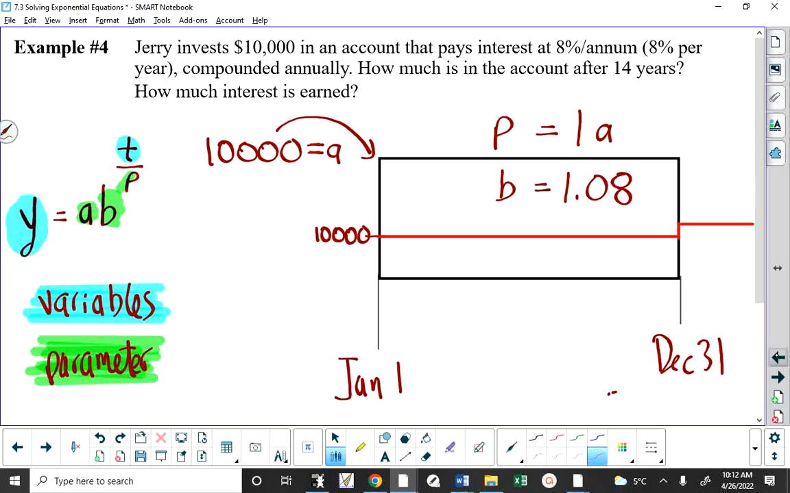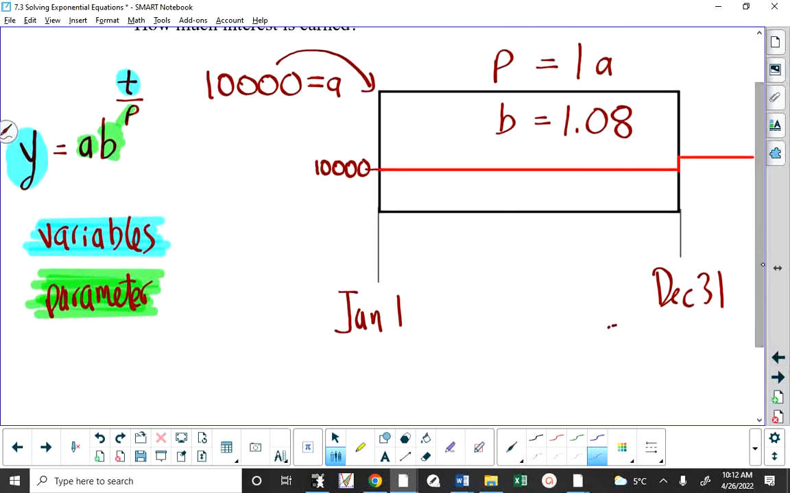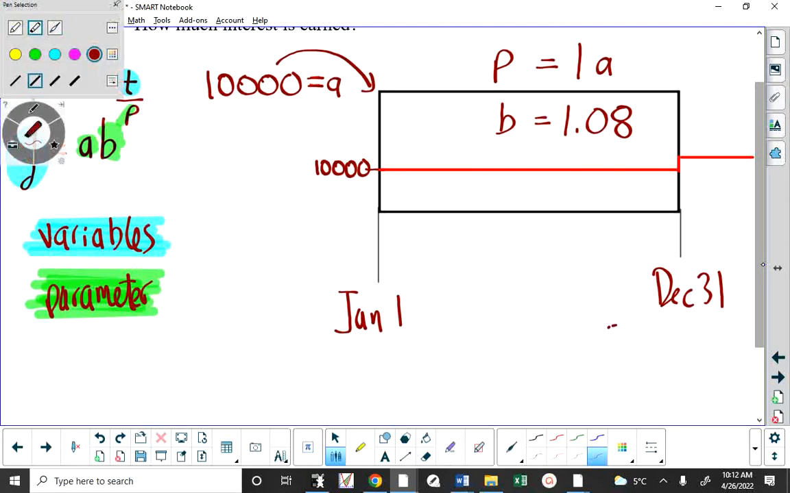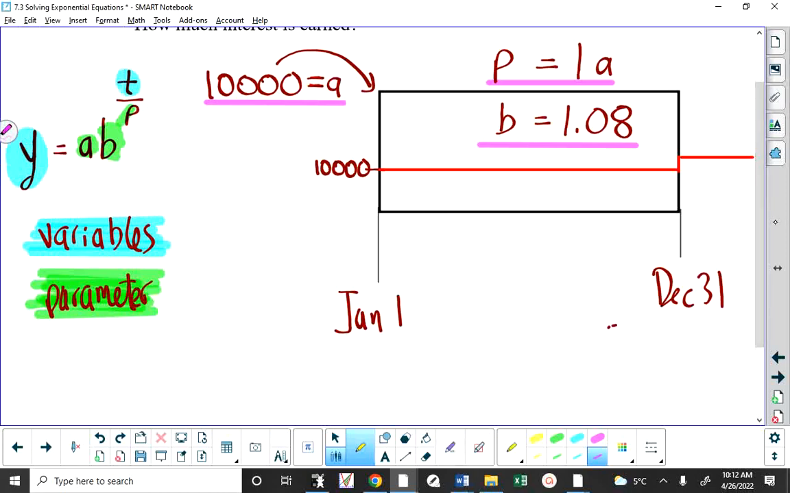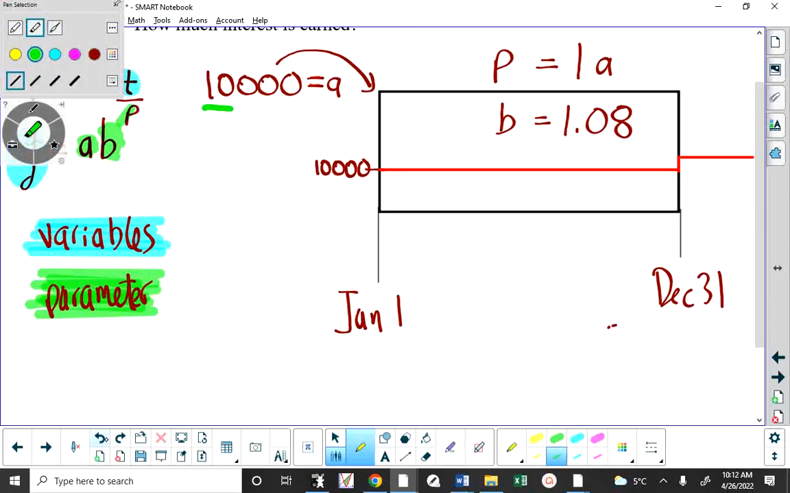Right? Those are our parameters. A is 10,000, B is 1.08, P is 1. So when we put those three parameters in, I don't have enough different colors here to highlight all of them. This is a parameter that's going to go in, this is a parameter that's going to go in, this is a parameter that's going to go in. I guess I could have used green to have things match. This goes in as a parameter, so does this, and so does this.